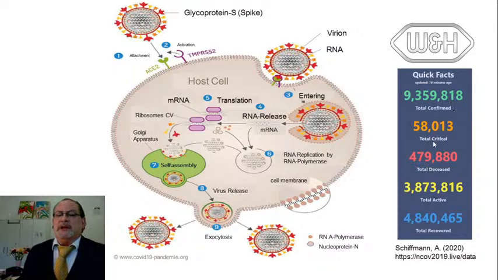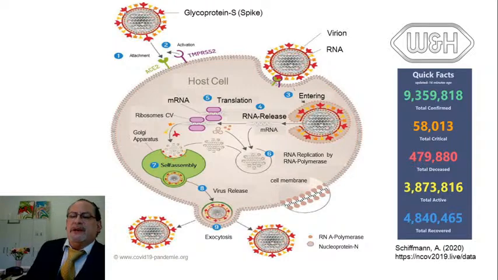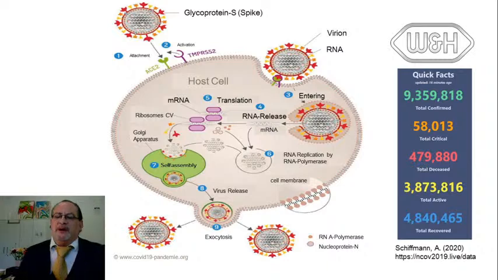There are total critical cases, 58,013, and the total deceased people who have died, the number now is 479,880. Total active at the moment are 3,873,816, and the total recovered people that do not any longer suffer from the disease is 4,840,465.